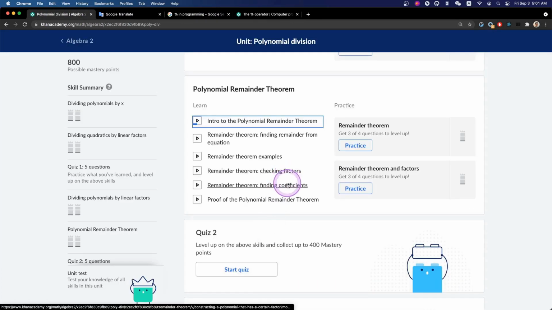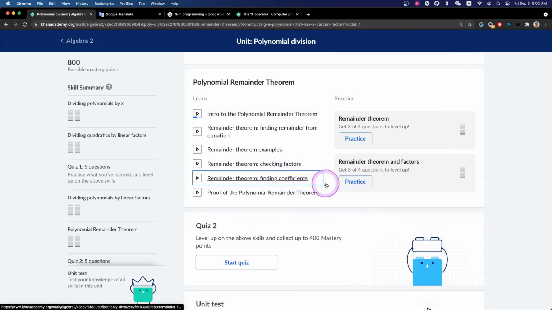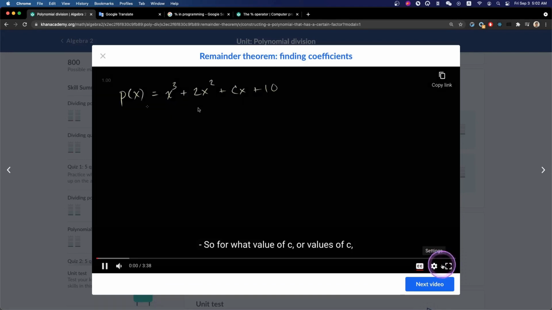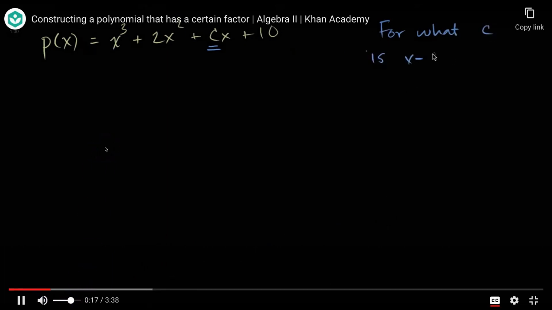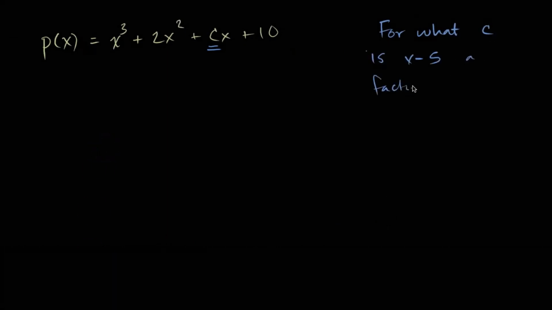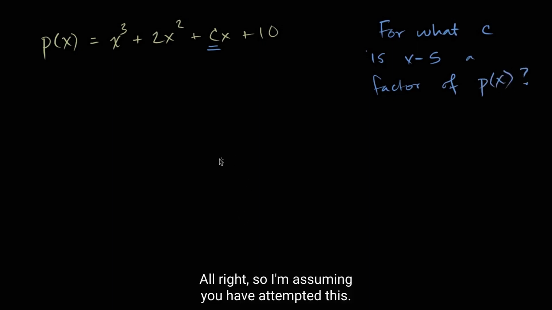Oh, let's say we got more theorems right in here. For example, how to find the coefficients. Typically I don't know that, but let me just watch this video. For what value of c, or values of c, is x minus 5 a factor of p of x? And I encourage you to pause the video and try to work through it. And that's a lowercase p of x.